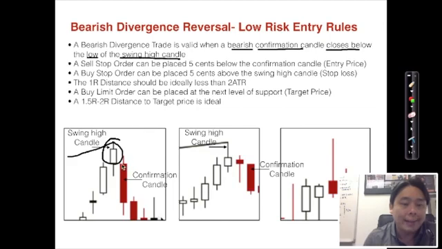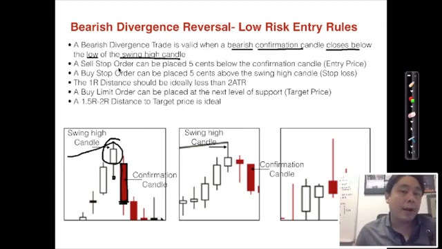So you're going to make sure that the next candle is a confirmation candle, which means it must be a bearish candle, red going down, that closes below the low of this candle. And then you can do a sell after you get a confirmation candle. So once again, put a sell stop order. This is your entry price, 5 cents below the confirmation candle. Then you put a buy stop order, which is your stop loss, 5 cents above the swing high candle.